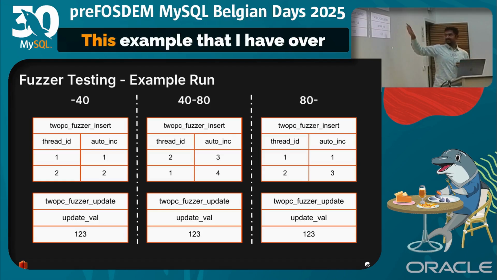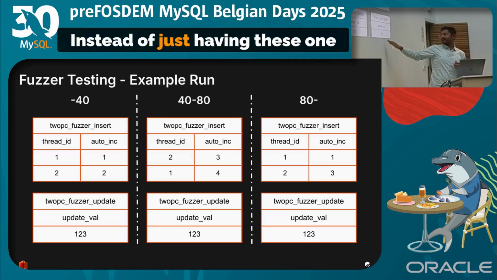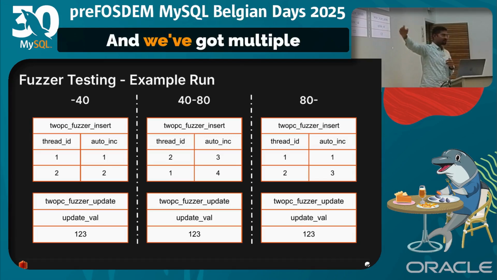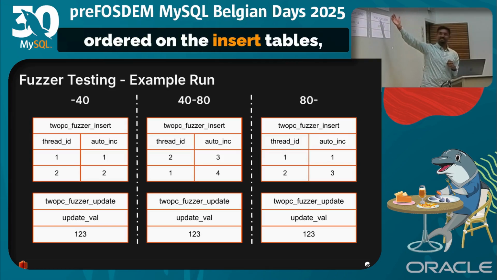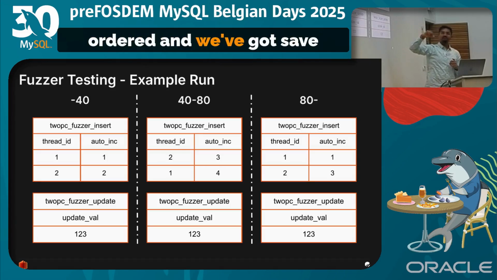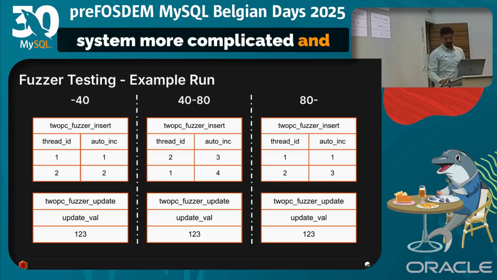We take this a step further. This example that I have over here is actually somewhat simplified from the actual fuzzer that we implemented. Instead of just having one row in the update table, we call this set of 3 rows one update set, and we've got multiple update sets. So we don't just check that everything has to be perfectly ordered on the insert tables. We check that for each update set, everything has to be perfectly ordered. And we've got savepoints and a few other things that we added just to make the system more complicated, and check it responds correctly in those situations as well.